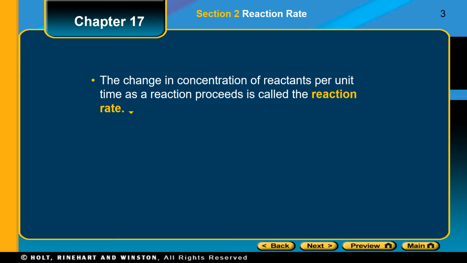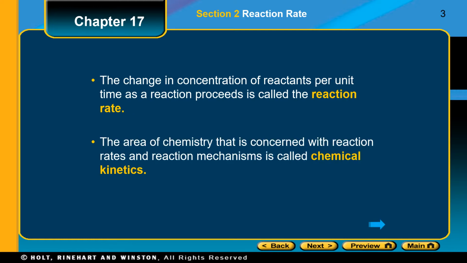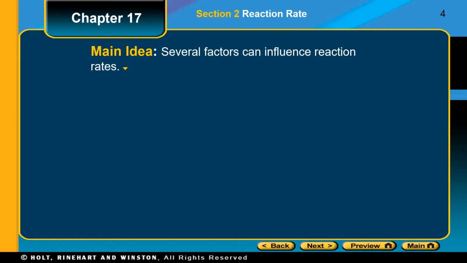The change in concentration of reactants per unit of time as a reaction proceeds is called the reaction rate. So, how much of the reactants are being converted into products in a certain period of time. And this area of chemistry that is concerned with reaction rates and reaction mechanisms is called chemical kinetics. So that is a branch of chemistry.